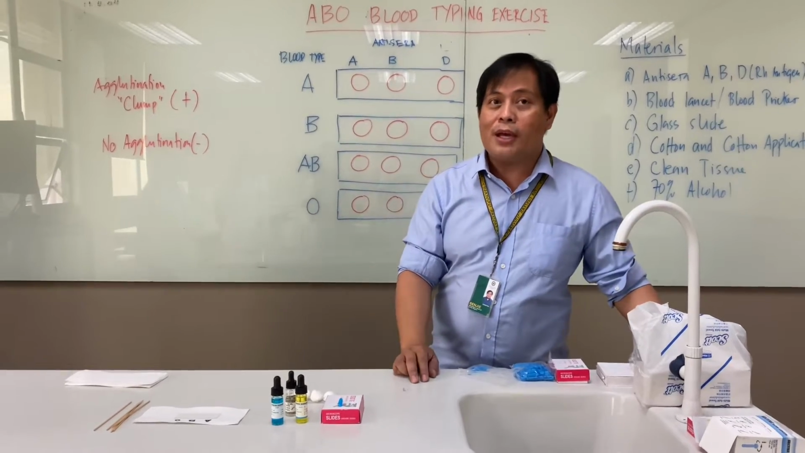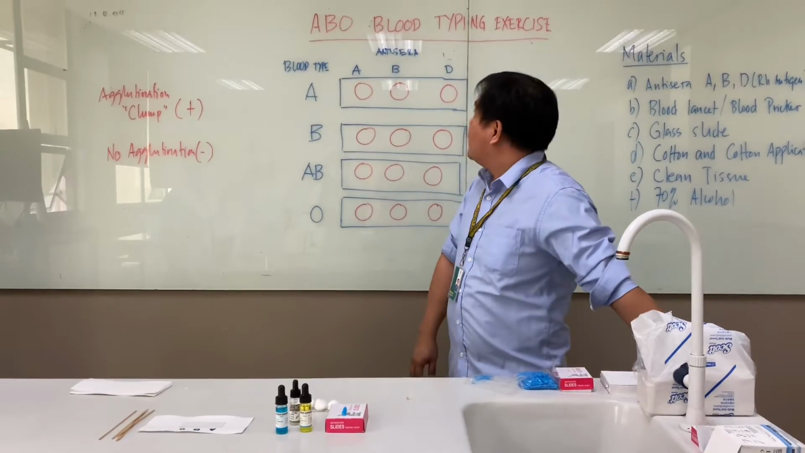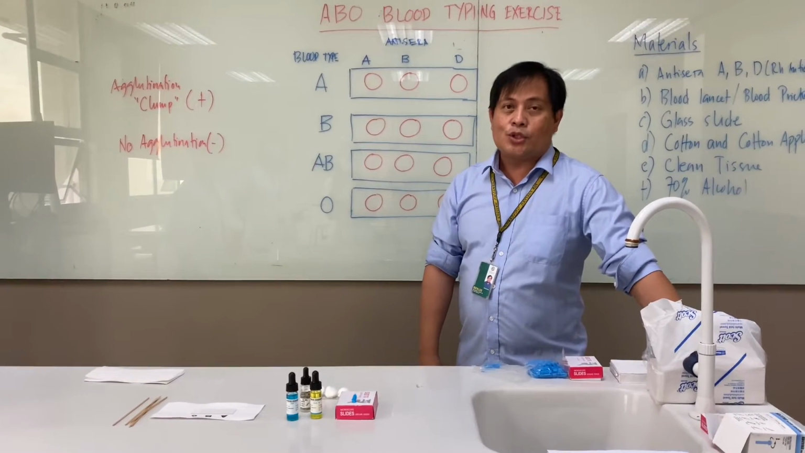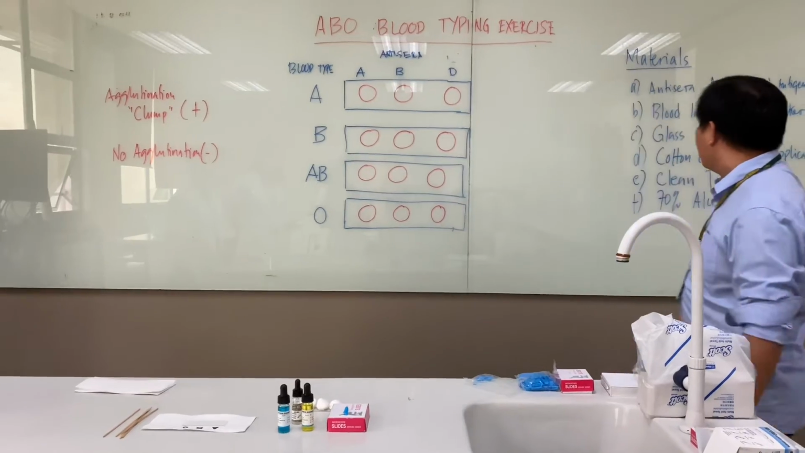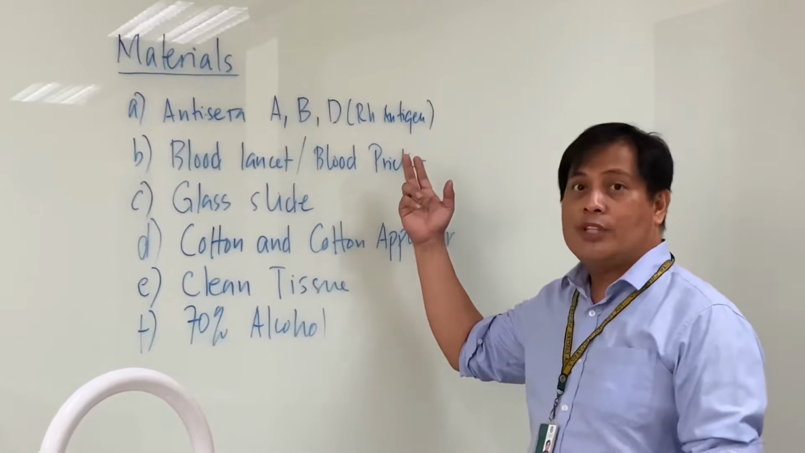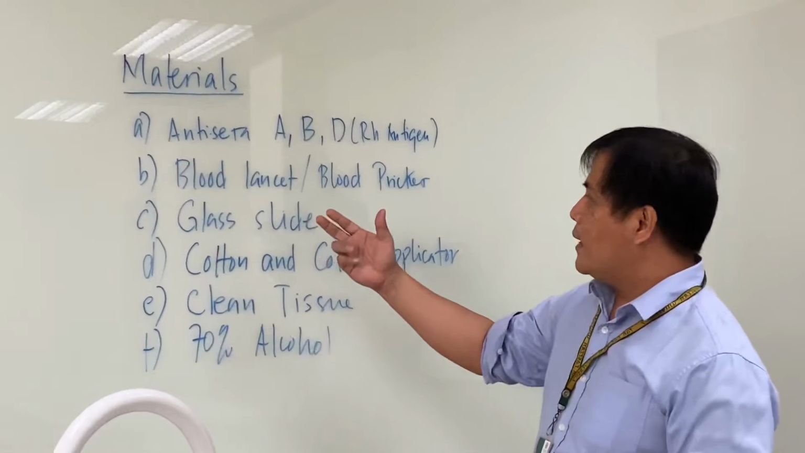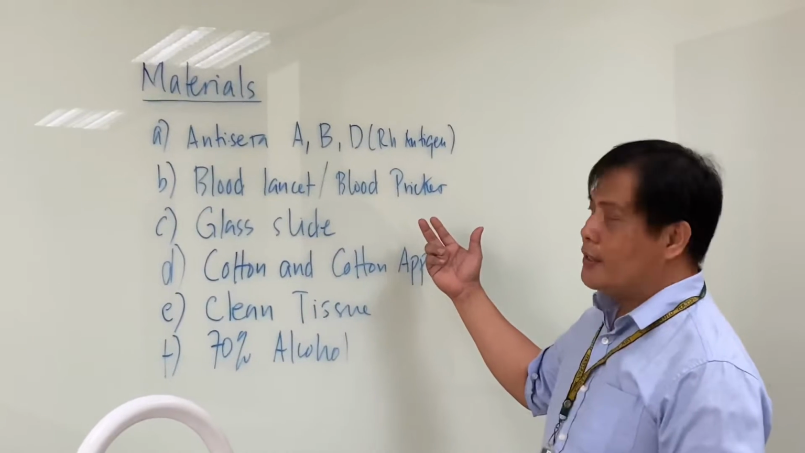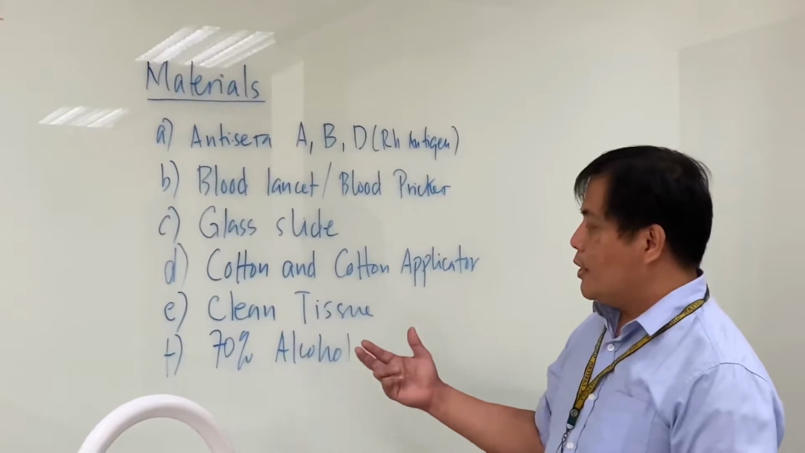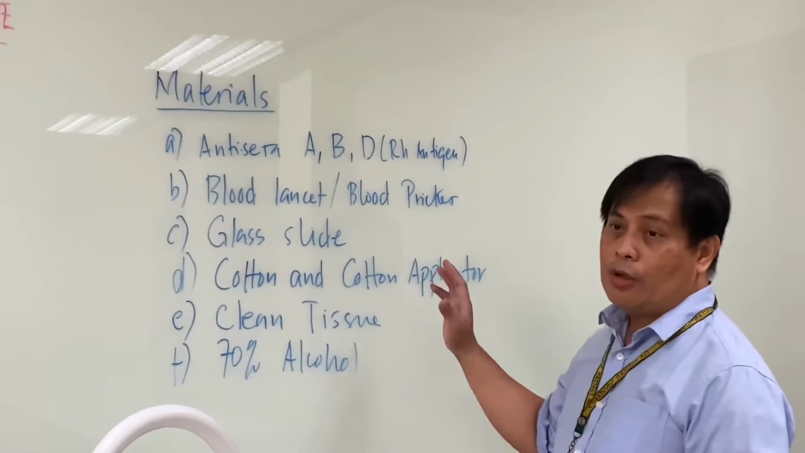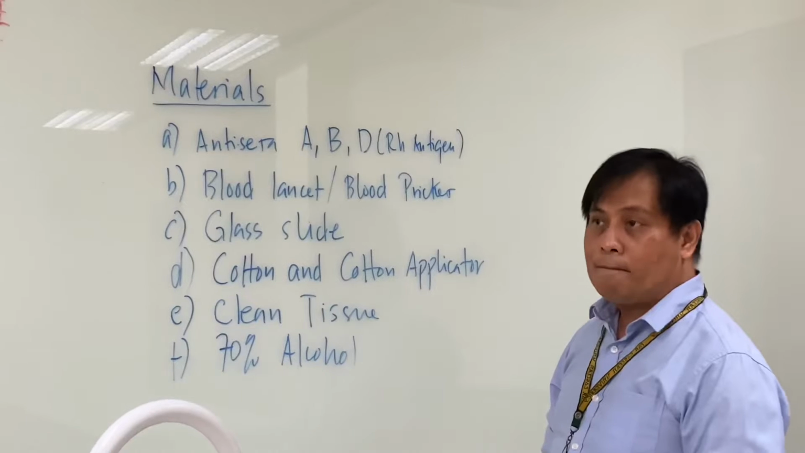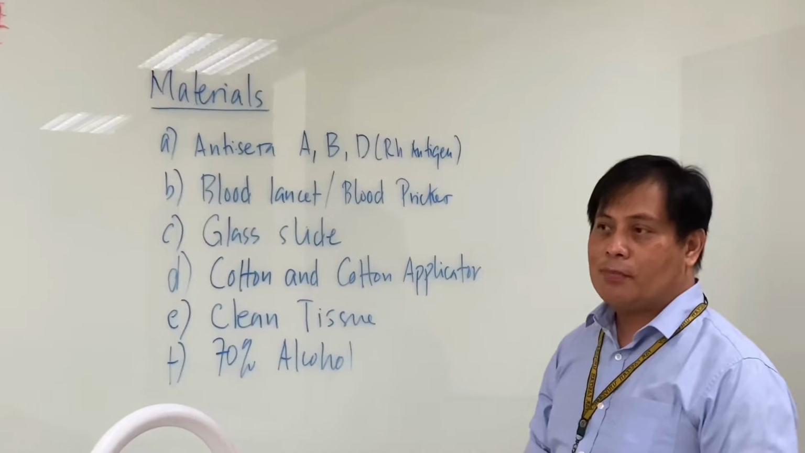So for today, our main objective is to do a blood typing exercise, which we call ABO blood typing. To start with, we have the following materials. We have your anti-sera A, B, D. D refers to the Rh antigen. Then we have the blood lancet, the blood pricker, the glass slide, the cotton and cotton applicator, clean tissue, and 70% alcohol. Later on, I'll be presenting all of this as we get the blood typing of one of our patients, Sivon.